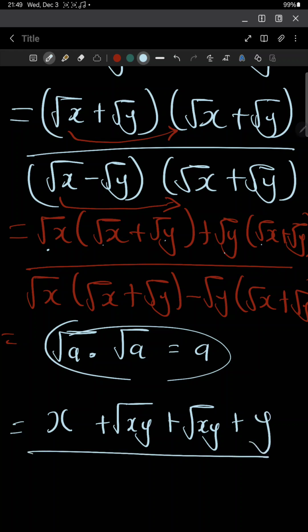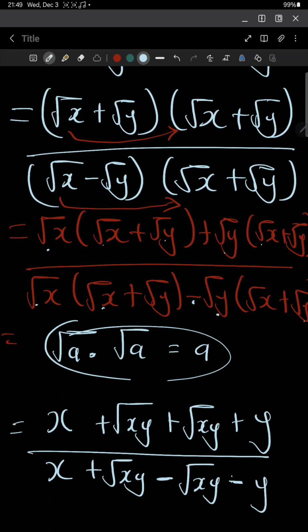After that, even on the denominator, same principle. This times that is x plus square root of xy. Even here, but here we have a minus square root of xy. You follow step by step. Negative times positive is negative. Square root of y times square root of y is y.